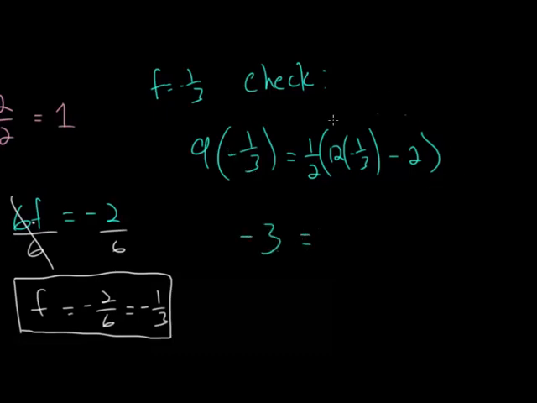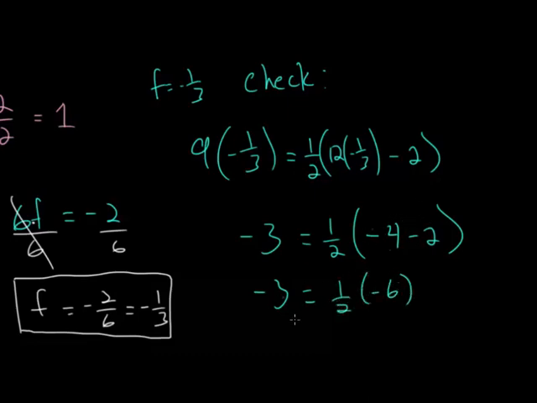And I'll work within the parentheses first. So we have 1/2 parentheses. 12 divided by 3 is 4. And we have a negative. So you get minus 4 minus 2. And so minus 3 is a half of, this is minus 6. So we want 1/2 of minus 6, but half of minus 6 is minus 3, which means we can feel very confident that this is, in fact, the right answer.